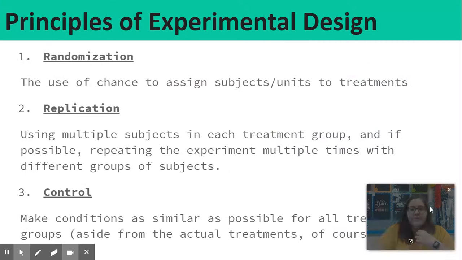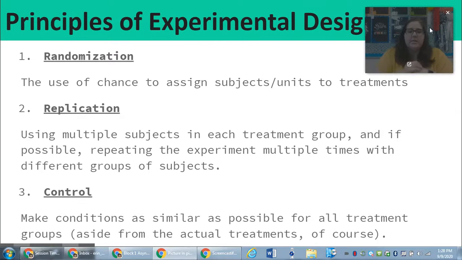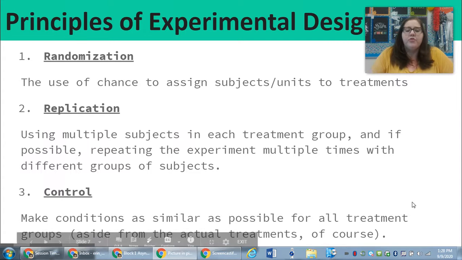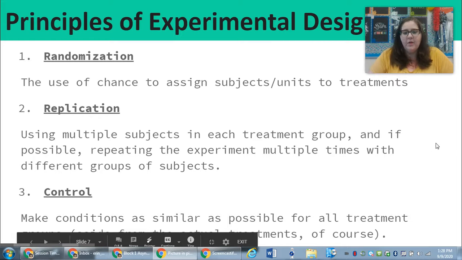Our third principle of experimental design is control. And control is basically the overarching word that means we're going to make conditions as similar as possible for all of our treatment groups, aside from the actual treatments. So we're making the treatment groups as similar as possible for all treatment groups.